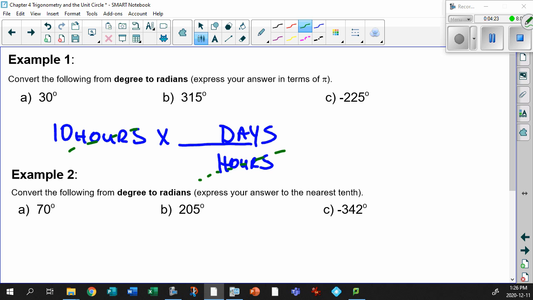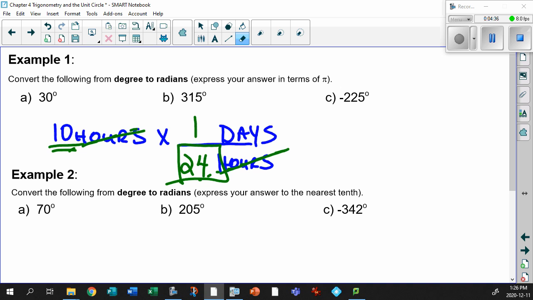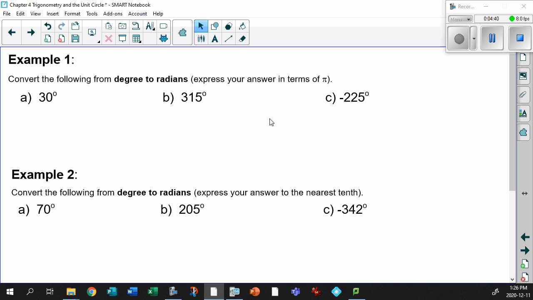And you know that one day is 24 hours. So in order for this to cancel, you're going to have to divide the 10 by the 24. Well, why can't you do the same thing for radian conversions? You can do the same darn thing. Watch. I'm going to show you how easy it is for these two, A and B, and then we'll go on to C. Okay? 30 degrees.